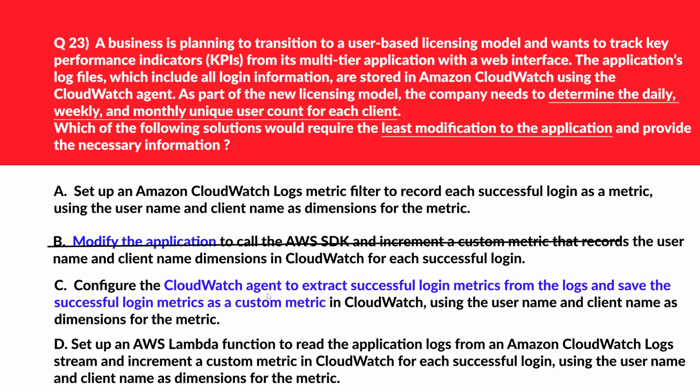C says configure the CloudWatch agent to extract the successful login metric from the logs and save it as a custom metric. The CloudWatch agent does not have the capability to extract successful login metrics from the logs and save them as a custom metric with dimensions. Therefore, invalid option. Let's look at option D. D says set up an AWS Lambda function, and the second part says increment a custom metric in CloudWatch for each successful login. Option D requires an additional Lambda to achieve the goal, which will increase the complexity. Therefore, incorrect choice. We'll lock option A as the correct answer.